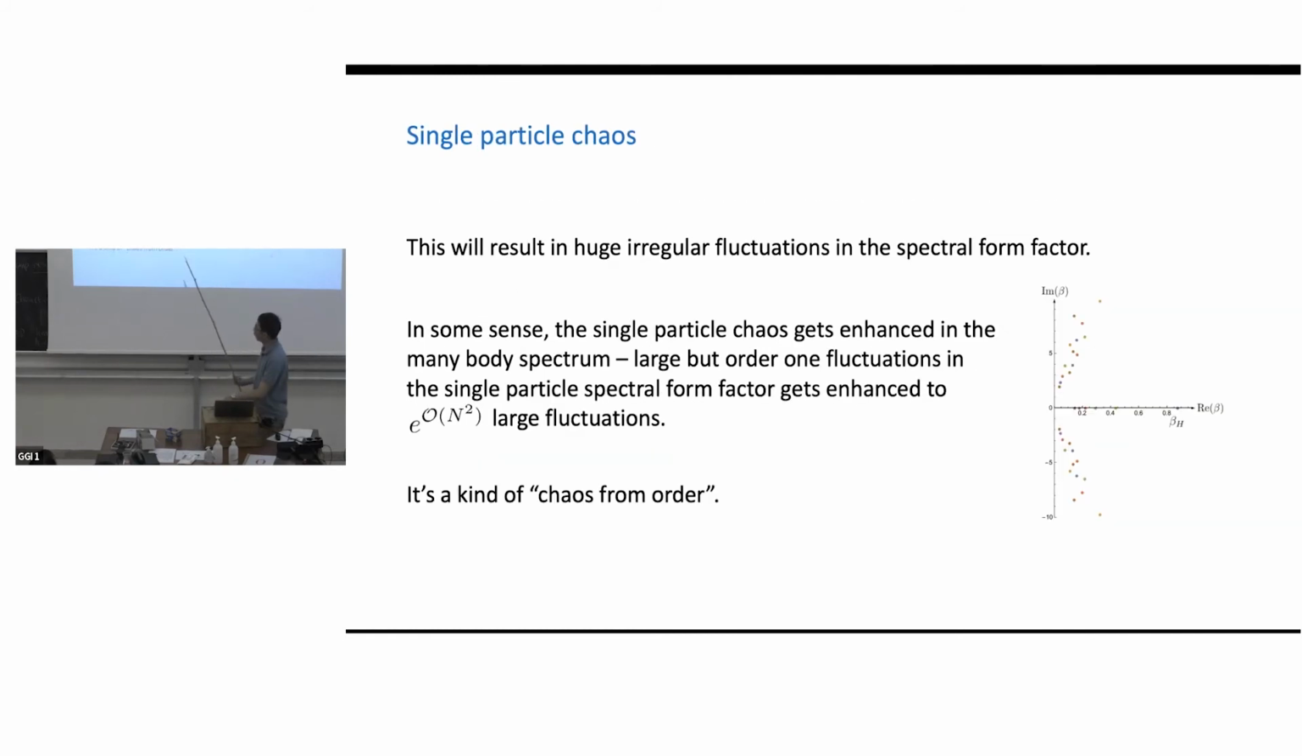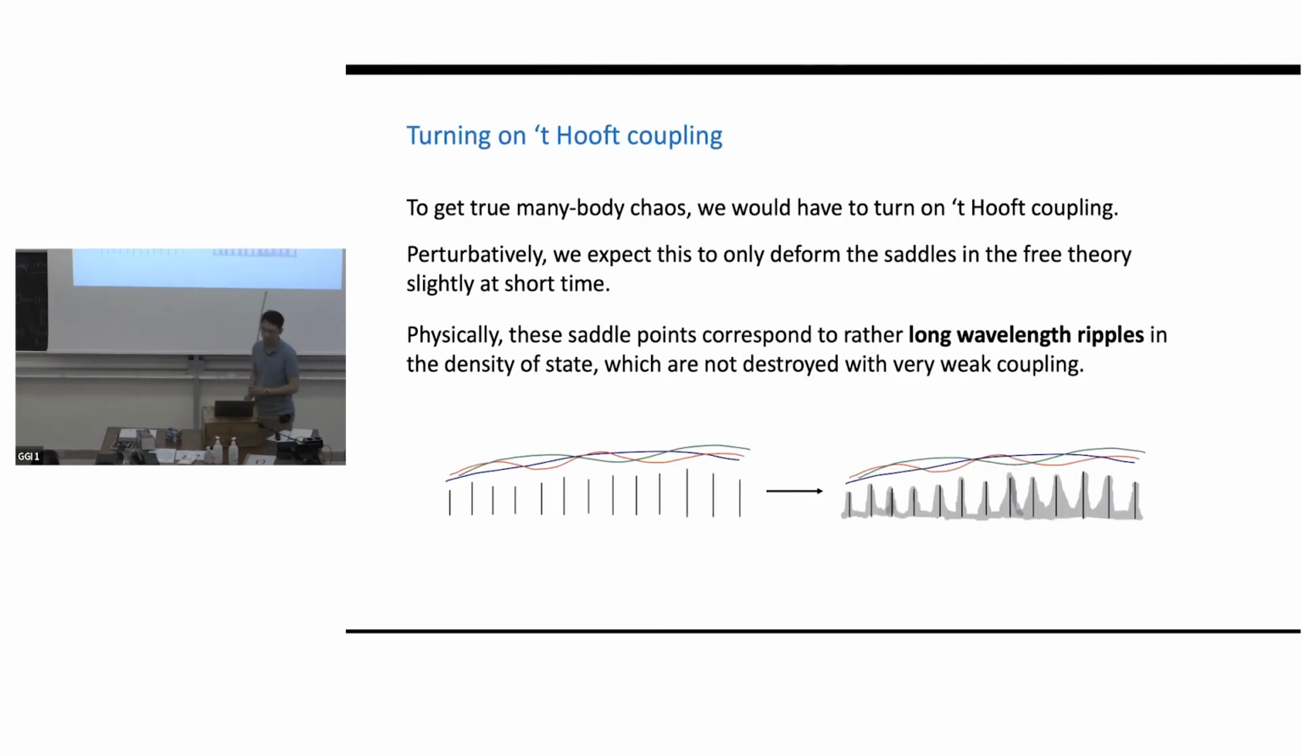Now, this is of course very, very different from the true random many-body chaos that we expect. And to get the true many-body chaos, we will really have to turn on the 't Hooft coupling, and there's no other way that I know of. Now, perturbatively speaking, if you just turn on a small 't Hooft coupling, you don't expect the saddle points that we found to disappear at short time. You expect a weak 't Hooft coupling to just deform the saddle points in the free theory slightly at short time.